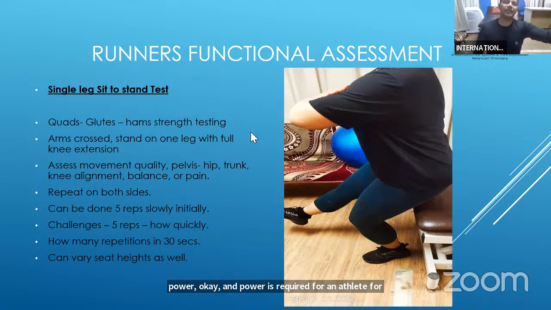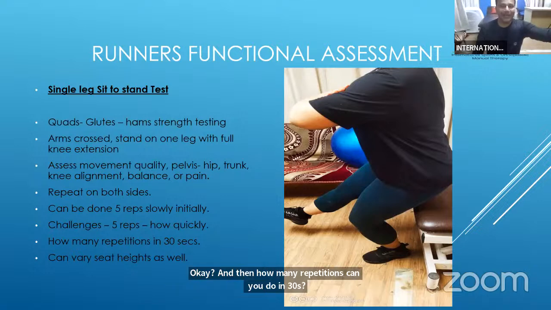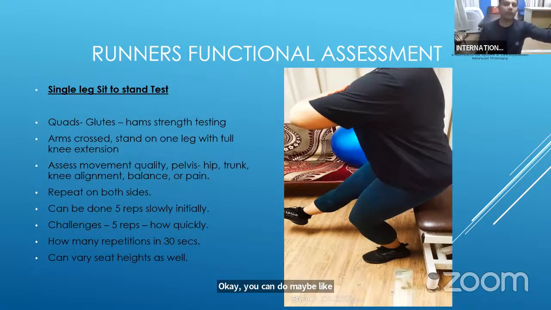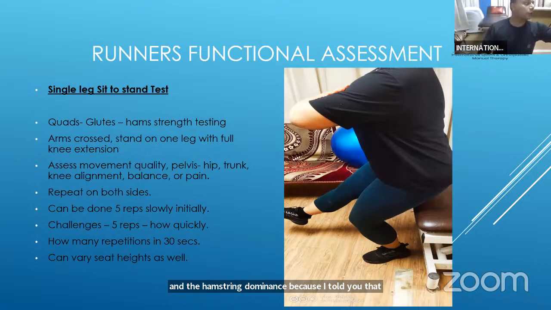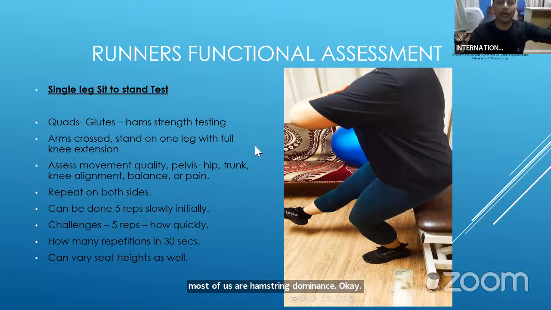That's why I tell my athlete to do 5 repetitions in around 3 seconds, okay? And then how many repetitions can you do in 30 seconds? You can do maybe 20, 25 with proper mechanics. If you're losing your balance, the game is over, okay? So that will tell me the endurance and the power of my quads, hams, and glutes, okay? I will show you how to differentiate between the glutes and the hamstring dominance, because I told you that most of us are hamstring dominants, okay?